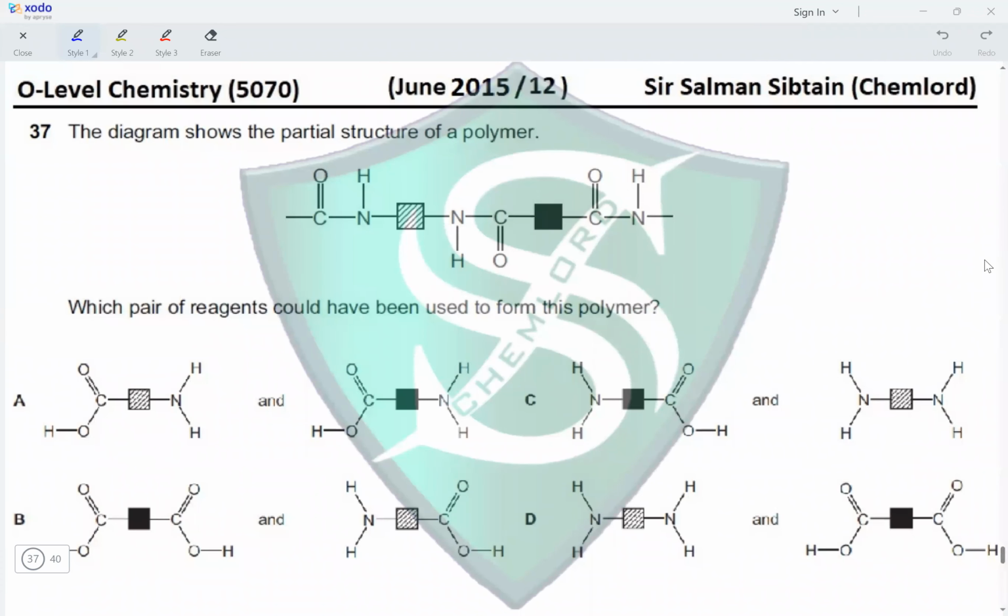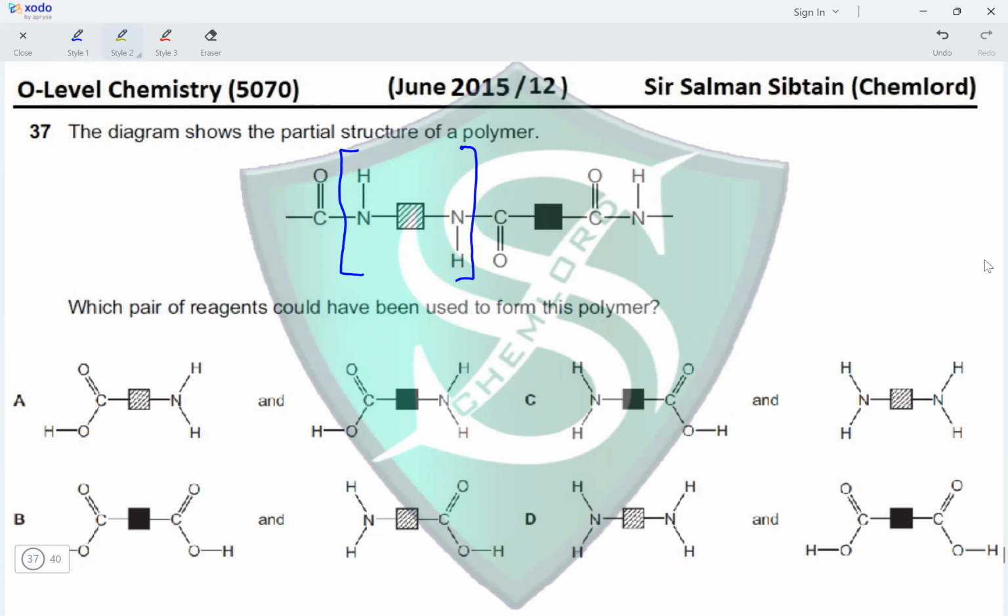Question 37. The diagram shows the partial structure of a polymer. Now, since we can see a C double bond O and a single bond NH group, this is a polyamide. Which pair of reagents could have been used to form this polymer? So let's identify the repeat units present. One of the repeat units would start from this point because this is an amide bond, and it would end here because this is the other amide bond. So this would be one monomer.